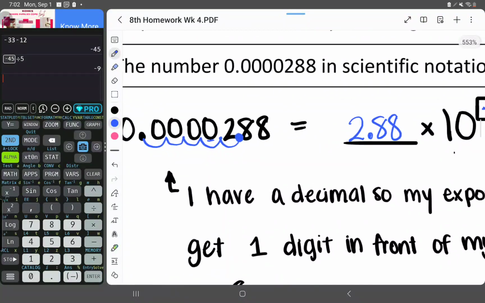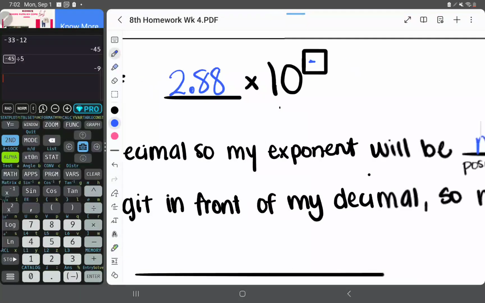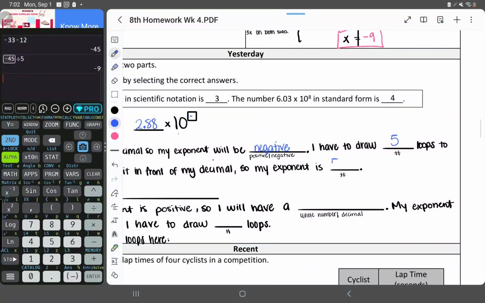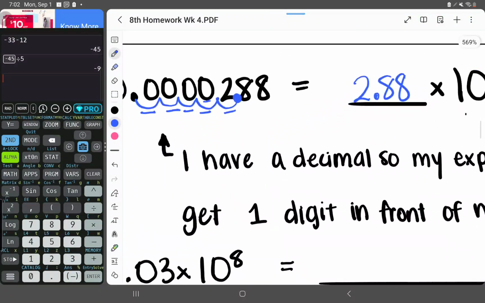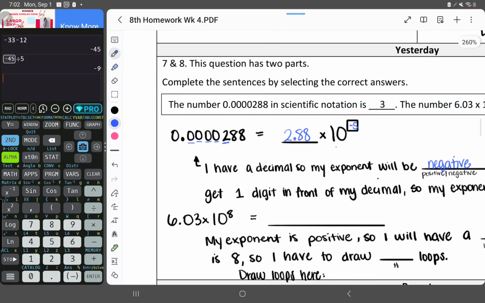So that puts 2.88 right there. And then how many loops did we have? We had 1, 2, 3, 4, 5 loops. So the exponent is negative 5. Also, if you can't see the loop super clearly, what you can do is you can just put dashes underneath. So that's 1, 2, 3, 4, 5 dashes underneath it.